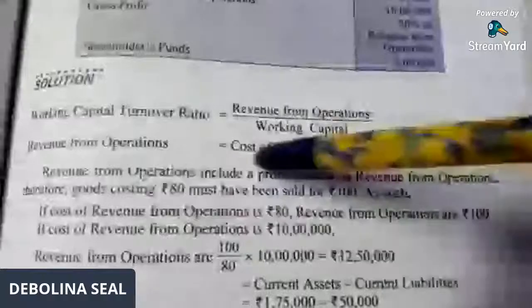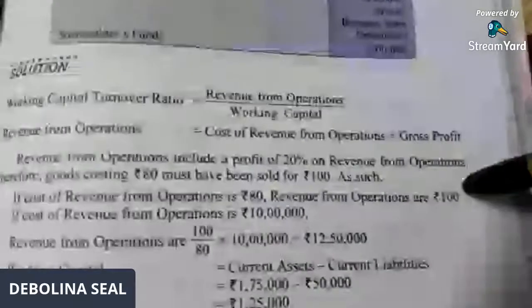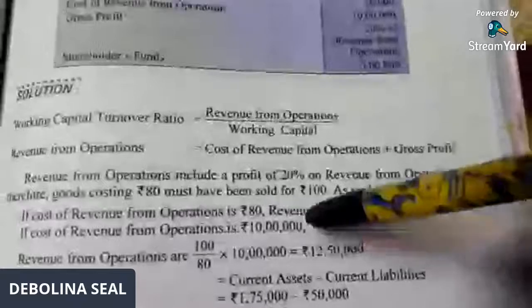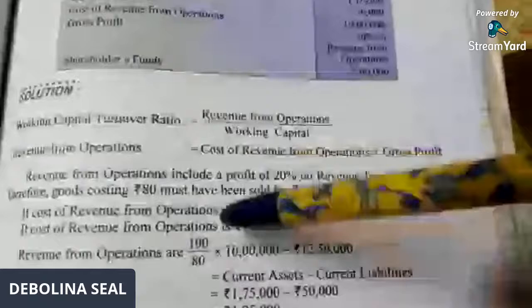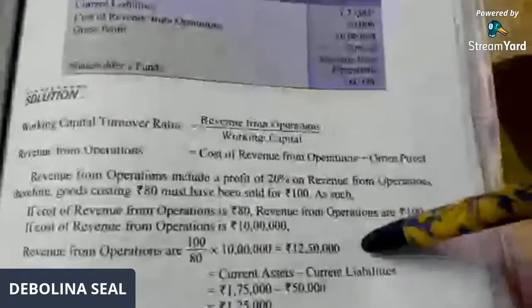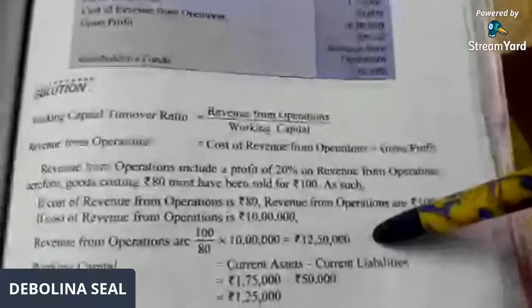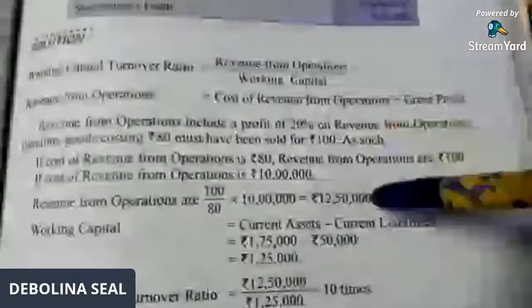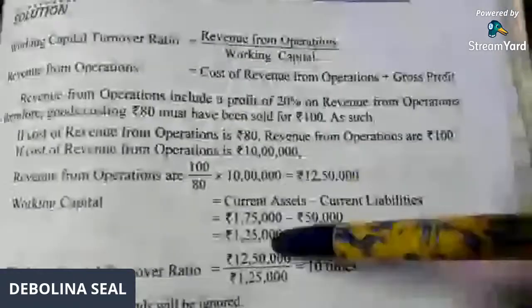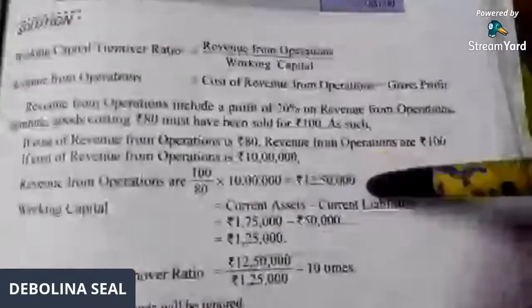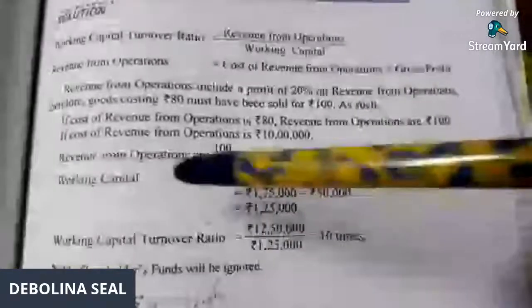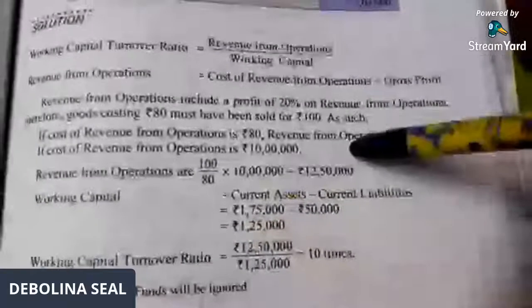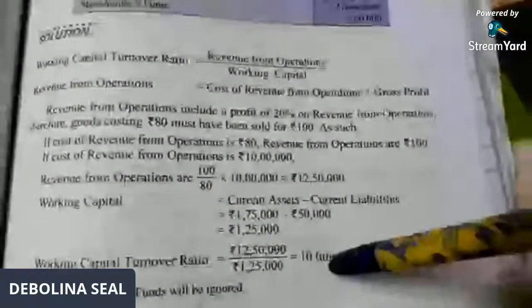So if the cost of revenue is 80, revenue from operation is 100, and here they have given you cost of revenue is how much? 10 lakhs. So revenue from operation by unitary method, 100 by 80 into 10 lakhs is 12 lakh 50,000. So this is how we have calculated revenue from operation. Now working capital directly, current asset minus current liabilities, done. So it is 1 lakh 25,000. Now working capital turnover ratio, 12 lakh 50 by 1 lakh 25, it is equal to 10 times.